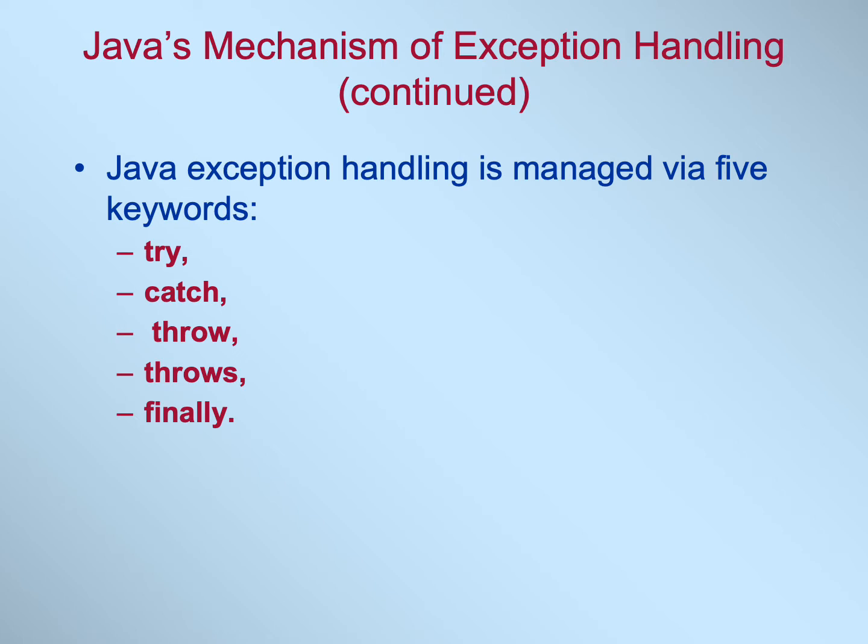Java exception handling is managed via 5 keywords: try, catch, throw, throws, and also finally. We will look into all of this in the next slides.